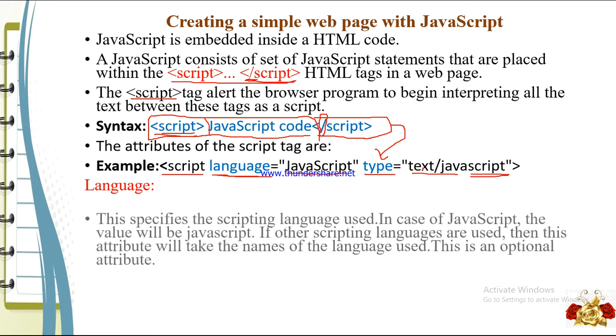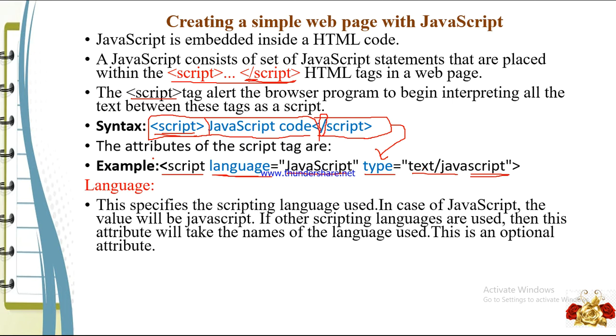So what is language? This language attribute specifies the scripting language used. In case of JavaScript, the value will be JavaScript. If other scripting languages are used, then this attribute will take the name of the language used. This is an optional attribute. And type, for second.